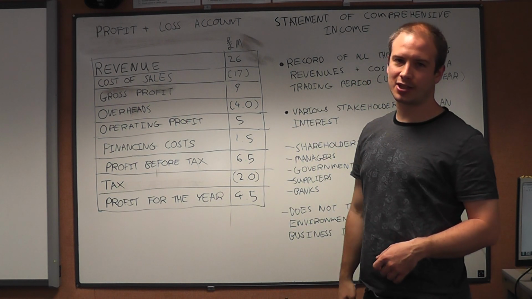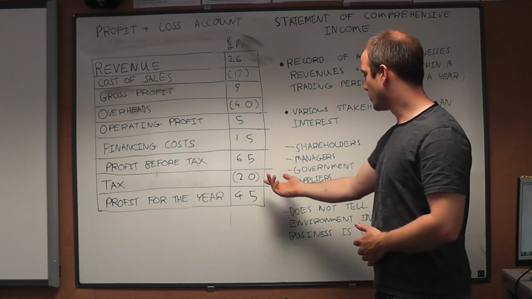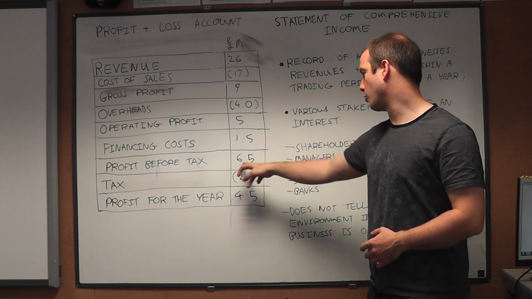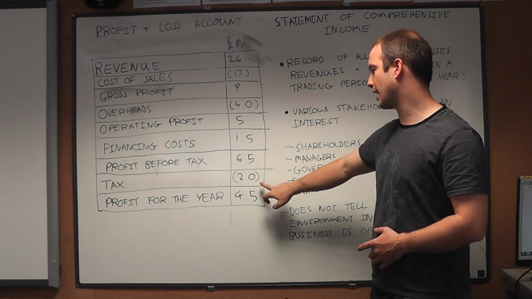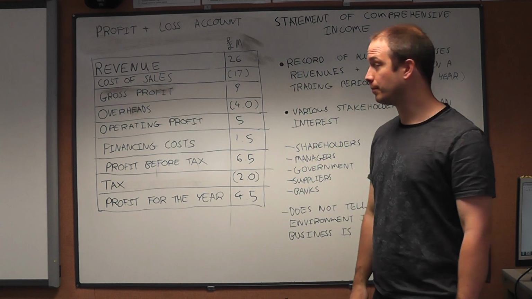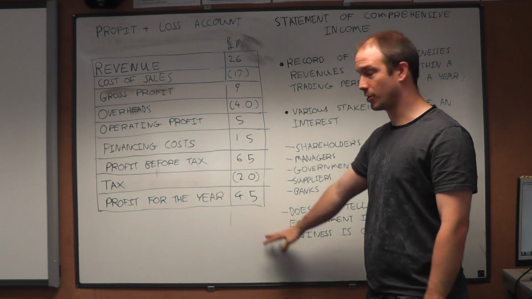There are two things that are certain in life: death and taxes. And this business is paying £2 million worth of tax here. So if we take that away from our profit before tax, we get our final profit for the year of 4.5 million. Often a profit and loss account will have another two items at the bottom.